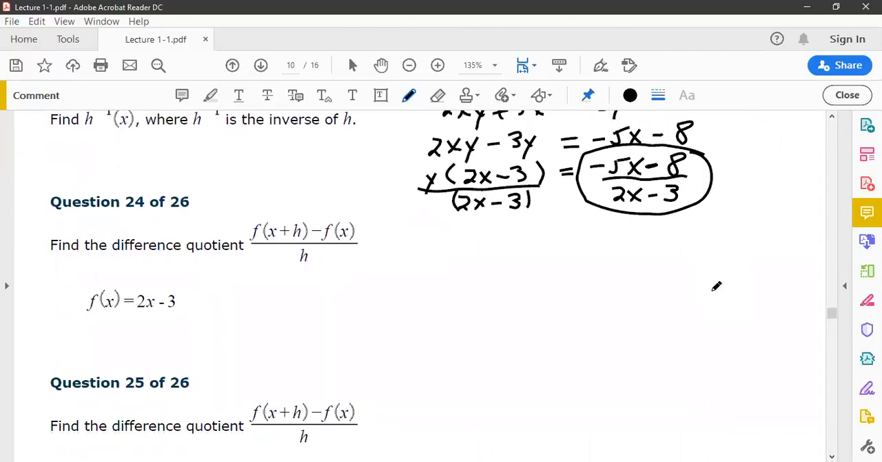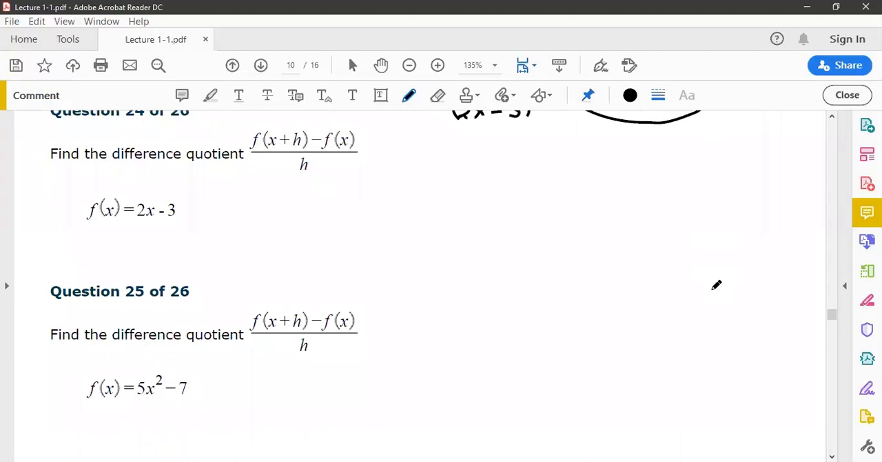The last problems we're going to be doing deal with something called the difference quotient. The difference quotient will be given to you, and what you can see on your screen now, f of x plus h minus f of x over h, is the difference quotient. The given function in this case would be f of x equals 2x minus 3. So what I'm going to do is find the difference quotient for the given function f of x equals 2x minus 3.